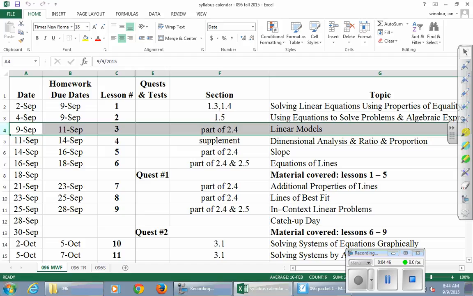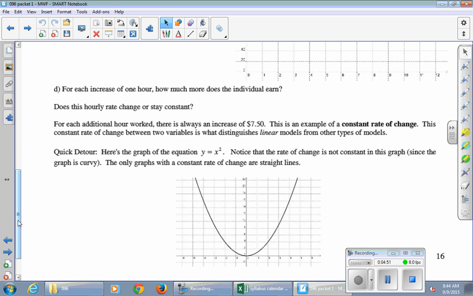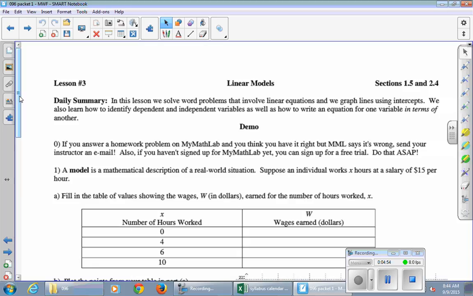And with that behind us, I think we can jump in right here on page 16. Okay, so we'll start with the daily summary up here at the top. Can we go to Ryan for the daily summary? Ryan, can you read the daily summary, please? In this lesson, we saw word problems that involve linear equations. We also learned how to identify variables as well as how to create equations for one variable. Okay, thank you.